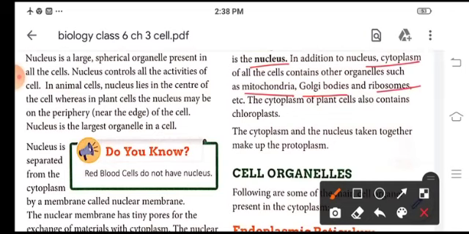The cytoplasm of plant cells also contains the chloroplast, which gives green color to the plant. The cytoplasm and the nucleus together make up the protoplasm. So what is the protoplasm? When we say that the cytoplasm and the nucleus, they comprise together the protoplasm.